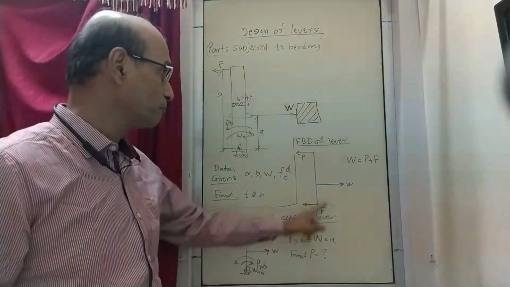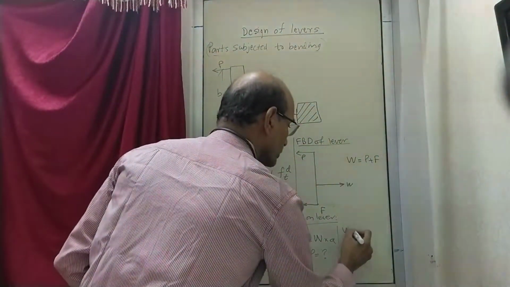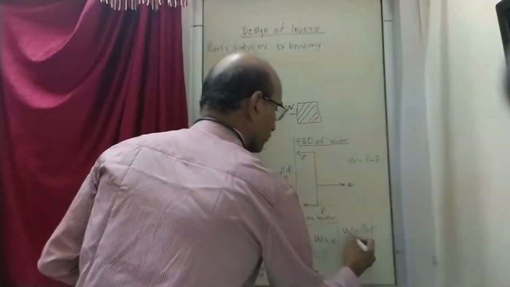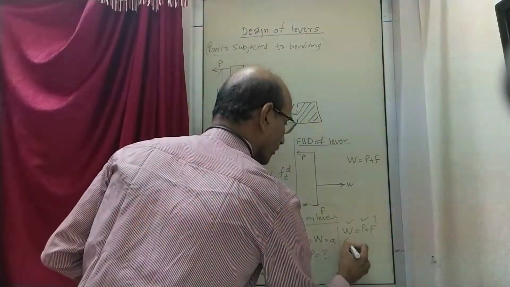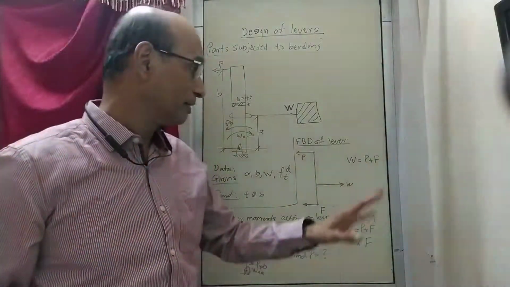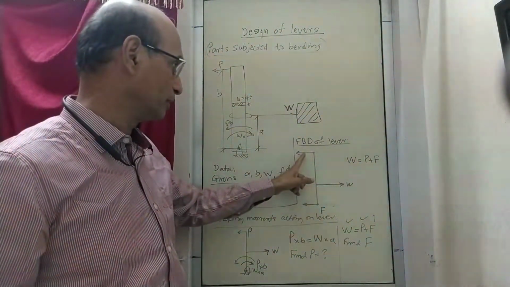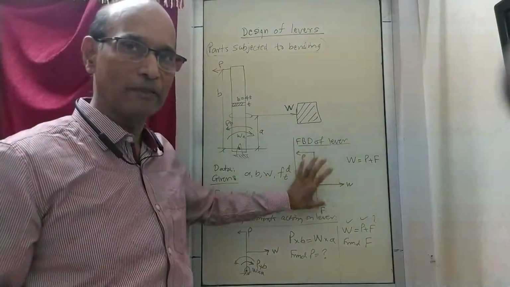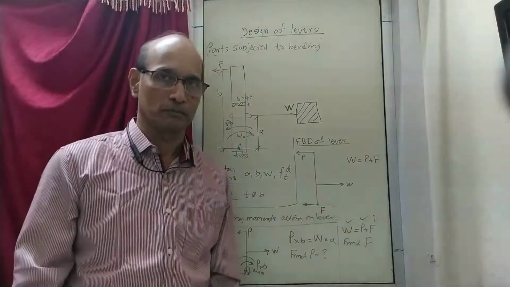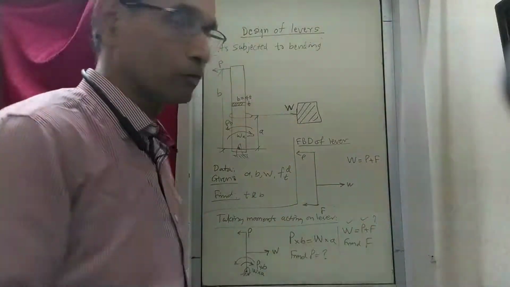Now once you know what P is, then since W is equal to P plus F, you can find out F. So now at this stage you know all three: the force acting here, the force acting here, and then A and B. So all the dimensions are known. Now what is left is to find out the cross section. So the next thing is to find out the cross section, which is what we will do next.